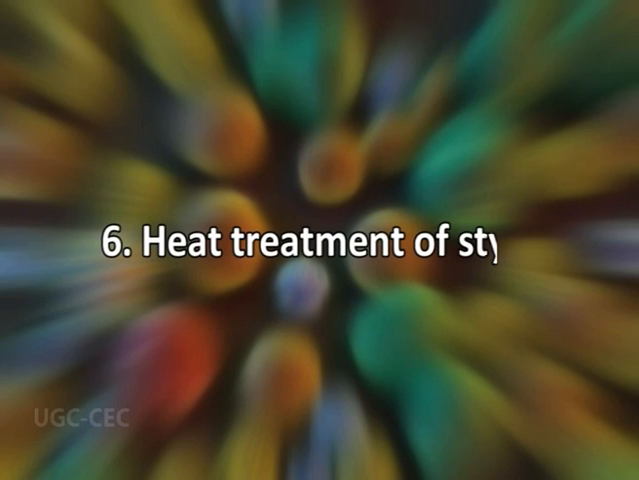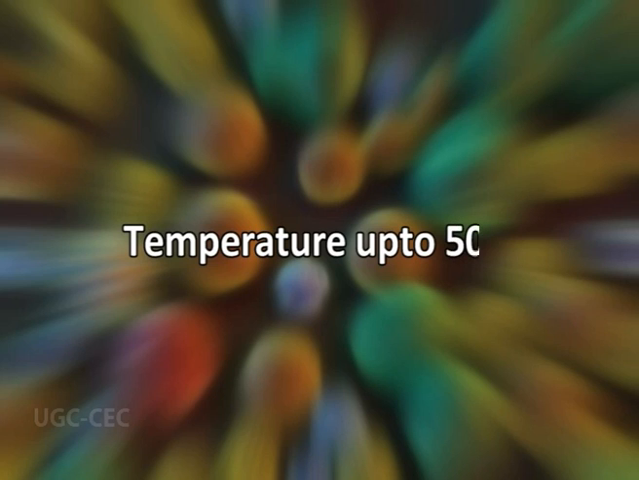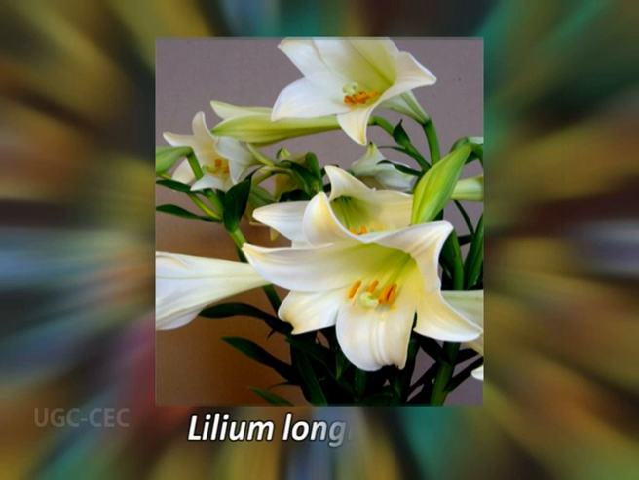Number 6, heat treatment of style. Certain plants have incompatibility in the stylar region and treatment with temperature up to 50 degrees centigrade overcomes the incompatibility. For example, Lilium longiflorum treated with 50 degrees centigrade for 6 minutes showed suppression of self-incompatibility.